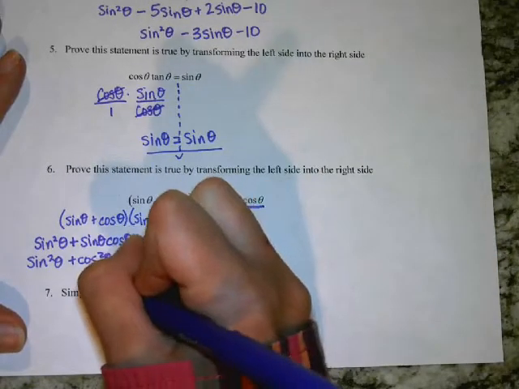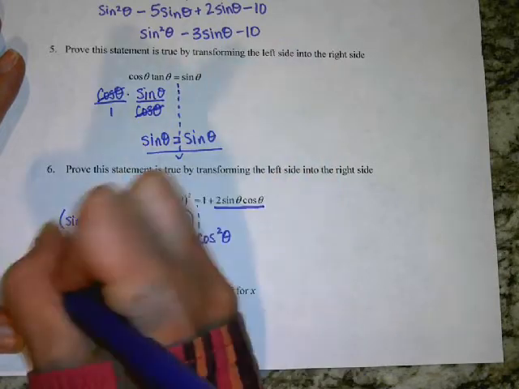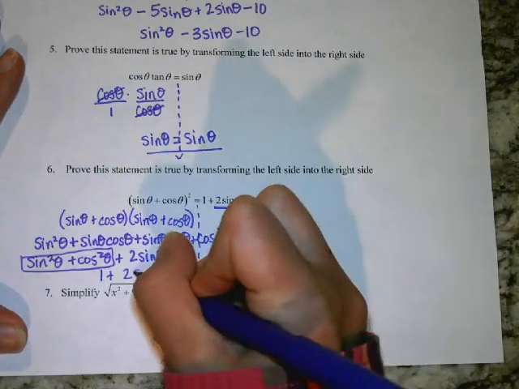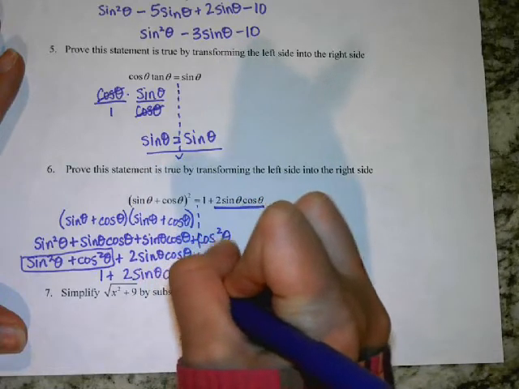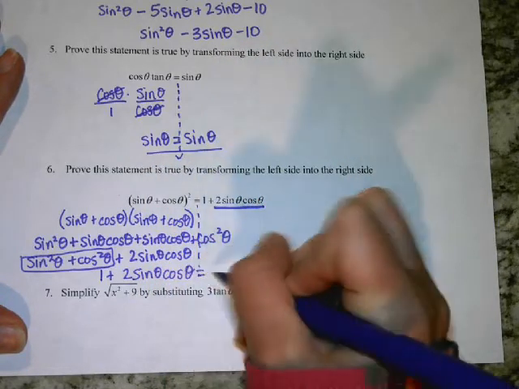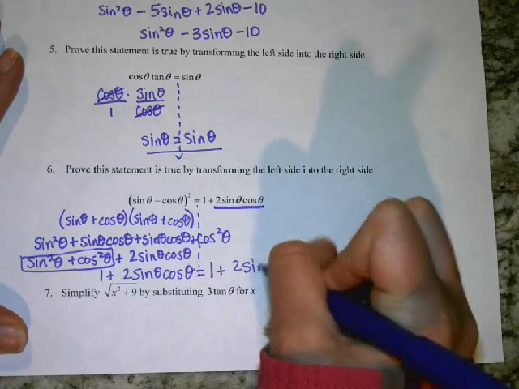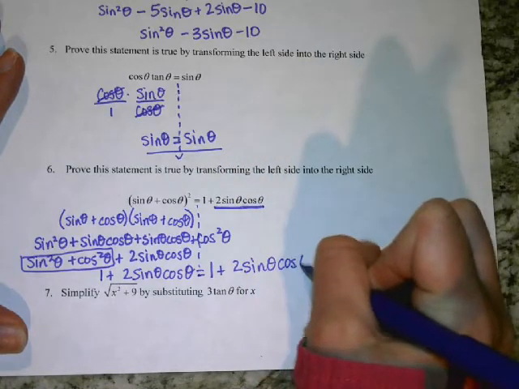So I do get 1 plus 2. Again, those two together is my Pythagorean identity. 1 plus 2 sine theta cosine theta. Show me this last step equals 1 plus 2 sine theta cosine theta.